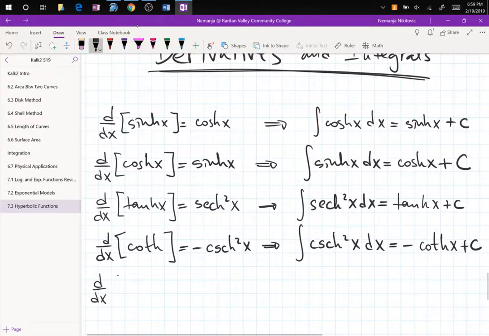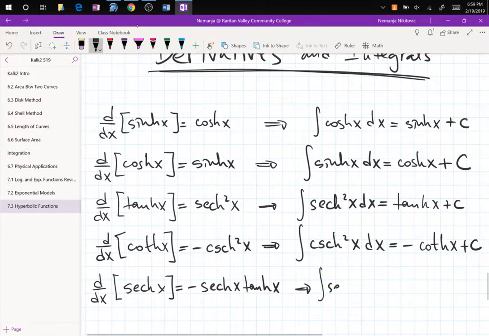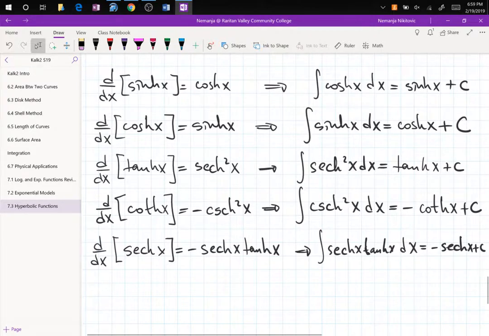The derivative with respect to x of secant hyperbolic x is going to be negative secant hyperbolic x tangent hyperbolic x, which means that the integral of secant hyperbolic x tangent hyperbolic x dx is negative secant hyperbolic x plus c. I managed to squeeze it in.